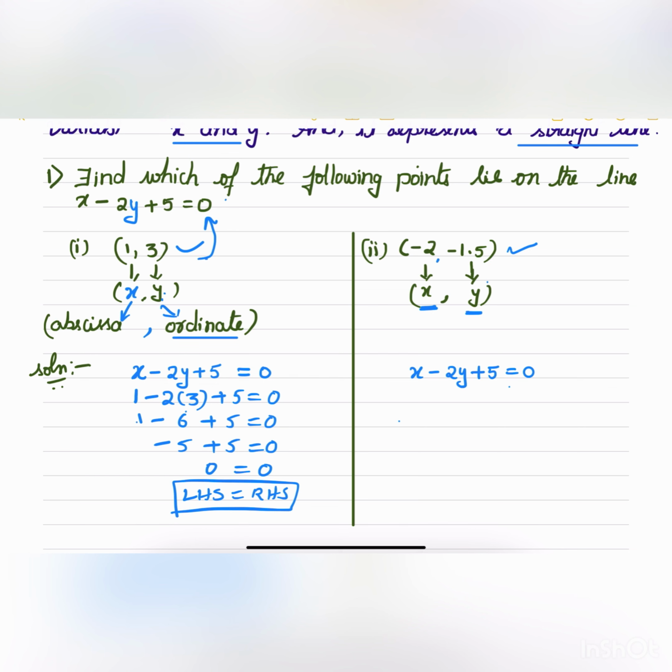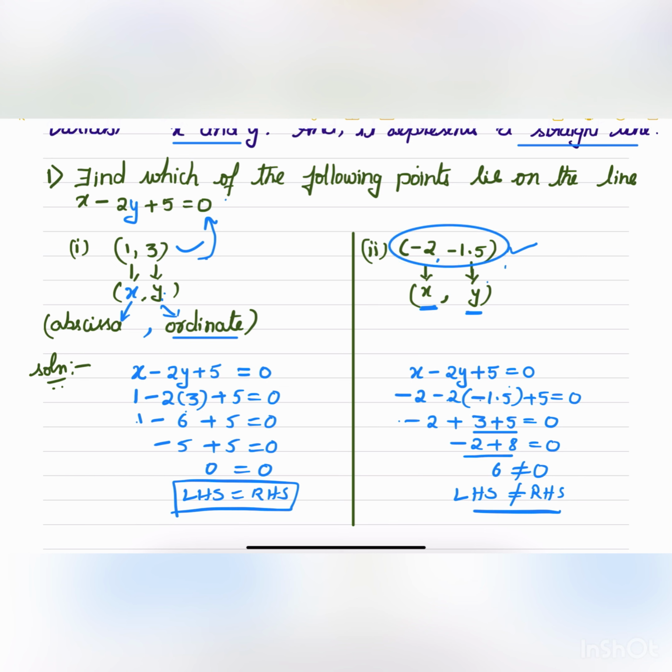Now in this case, x is -2 and y is -1.5: -2 - 2 × (-1.5) + 5 = 0. Minus into minus is plus, 2 into 1.5 is 3, so -2 + 3 + 5 = 0. Now 5 plus 3 is 8, and 8 minus 2 is 6, which is not equal to 0. Hence LHS is not equal to RHS. Therefore, this given point does not lie on the given line x - 2y + 5 = 0.